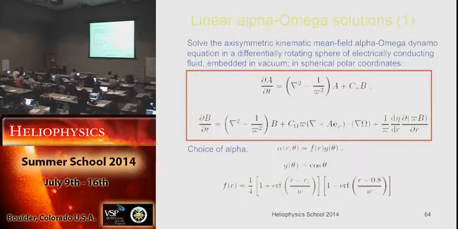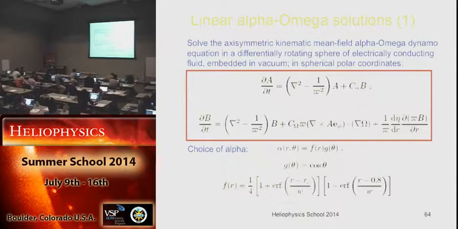This is one model. About half the models that you will be using in the database are basically based on retaining the alpha effect only in this equation and retaining differential rotation in this. The alpha effect can make contributions to this equation as well. We've thrown it out. Details don't matter.